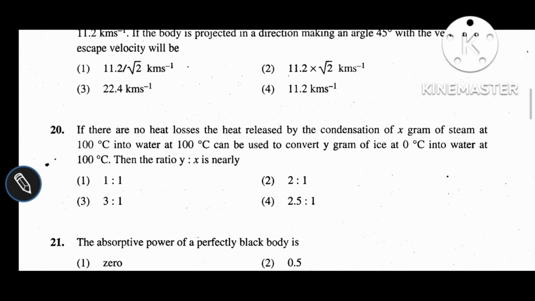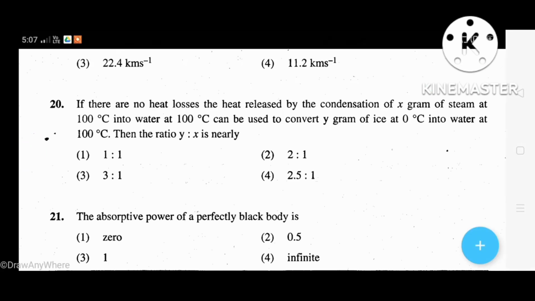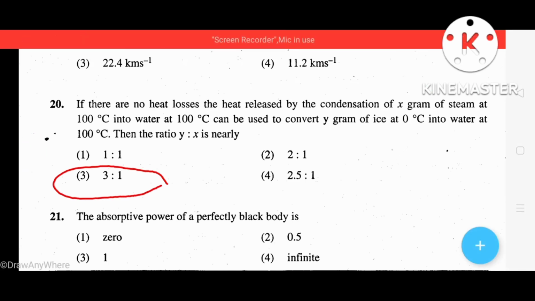Next one. If there are no heat losses, the heat released by the condensation of x gram of steam at 100 degrees Celsius into water at 100 degrees Celsius can be used to convert y gram of ice at 0 degrees Celsius into water at 100 degrees Celsius. Then the ratio of y is to x is nearly equal to. Okay. So we have to calculate the ratio of y is to x. Heat lost by x gram of steam is x into 2260 joules. So it is in the ratio 3:1 here, which is given in the option number 3. That is 3:1 will be the ratio of y is to x.